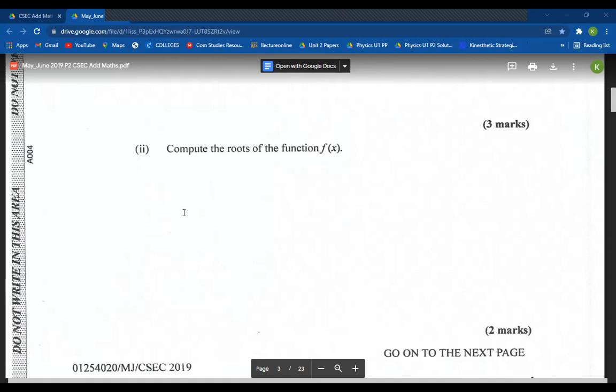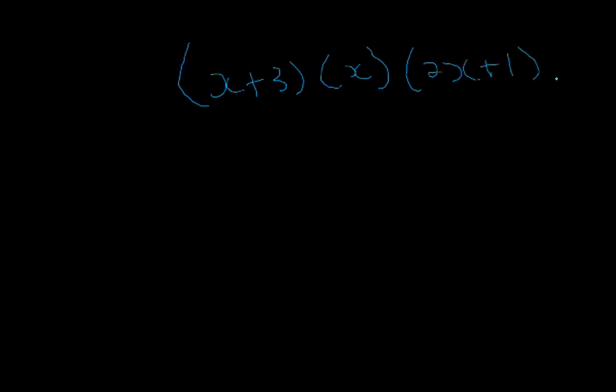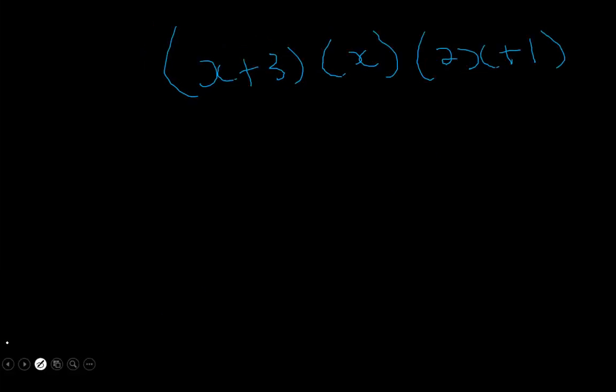So compute the roots. We find the roots. How do you find the roots? You solve. How do you solve? Put each factor equal to 0. Solve for x. That's all we do. Okay? Nothing difficult, nothing new. We did this when we were doing quadratics. So what are my factors? Well, we just found out that the factors of this polynomial are x plus 3, x, and 2x plus 1. They want me to find the roots. All I have to do, put each one of these equal to 0, solve for my value of x.